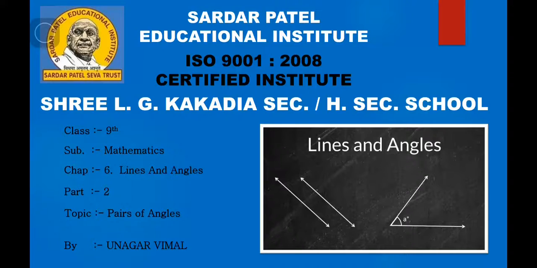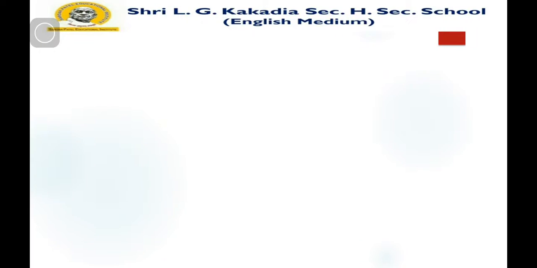Now it is part number 2. In this part, we are going to discuss the topic of pairs of angles. In the first lecture, we discussed angles, rays, segments, points, and related types of angles: adjacent angles, linear pair of angles, and vertically opposite angles. So now we are going to take some axioms, and after that we will prove some theorems.